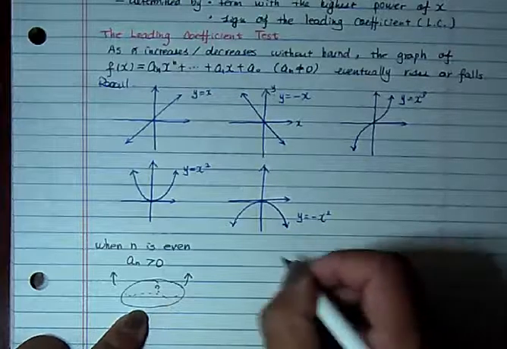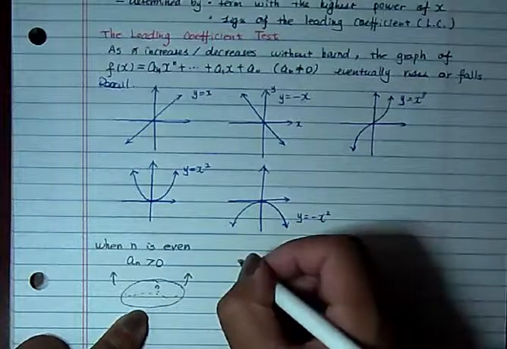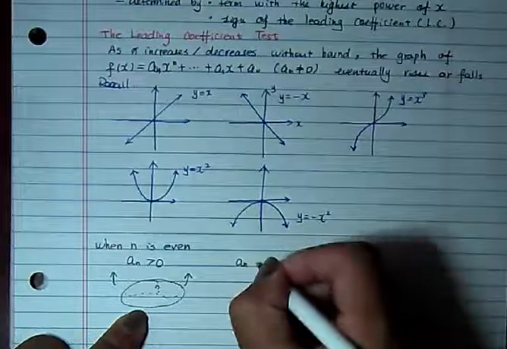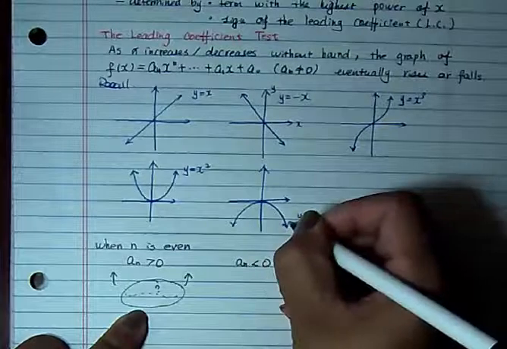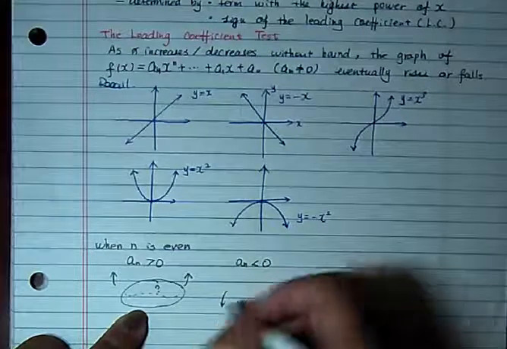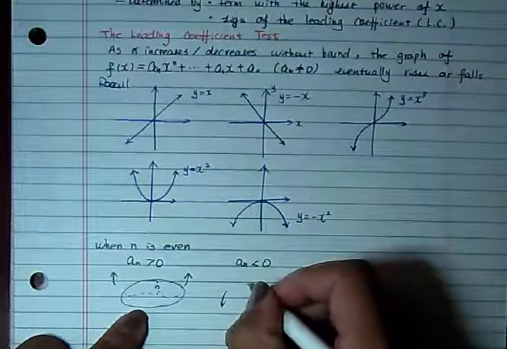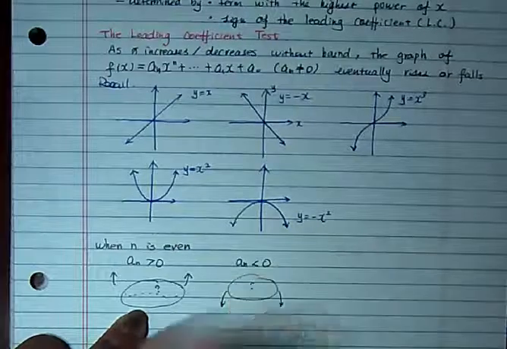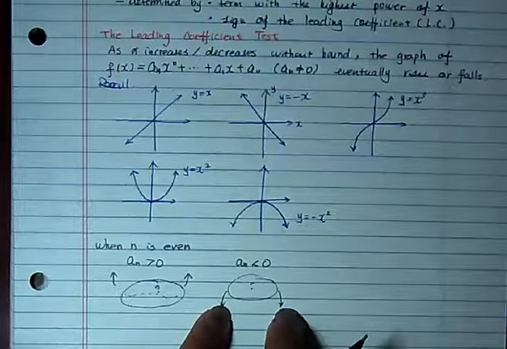When the leading coefficient is negative, just like this one, both sides will fall. Again, in between we have some detail to fill in, but here we only talk about the end behavior.